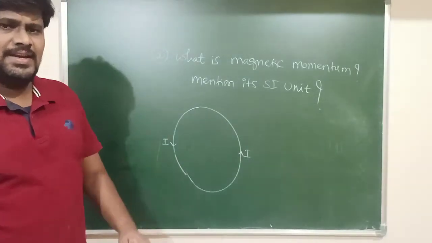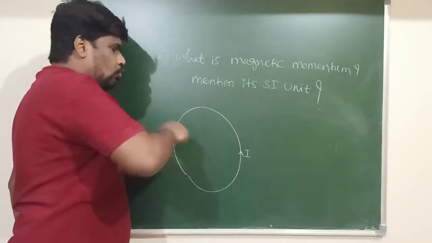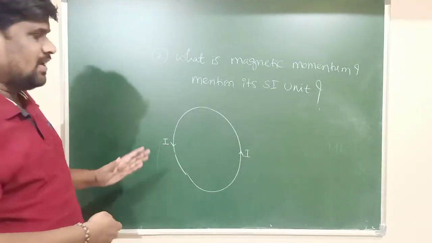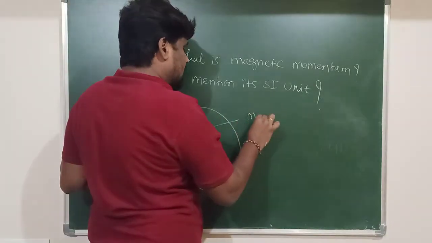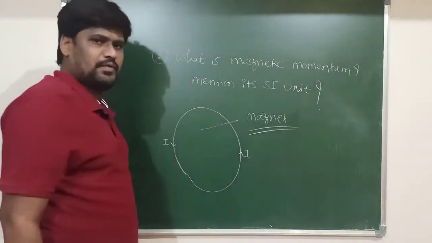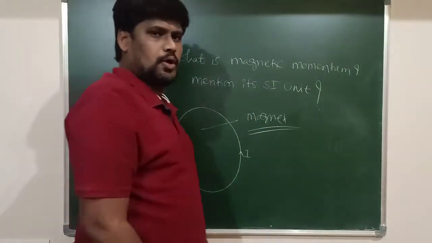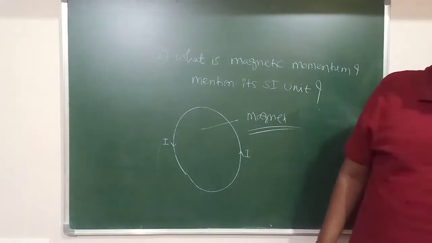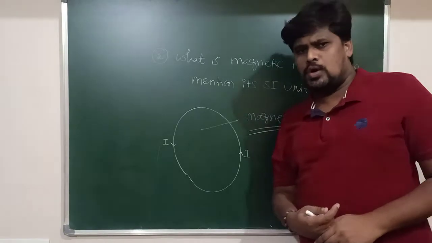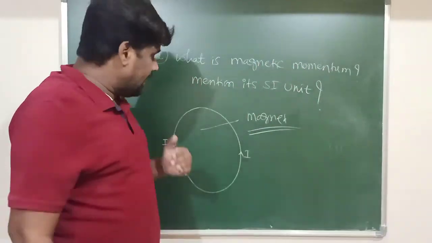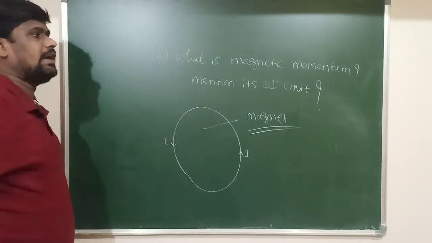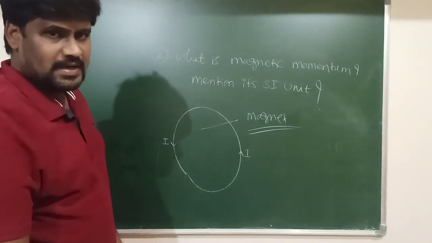In general, any circular loop which carries current is similar to a magnet, and it is going to produce a magnetic field. Any circular loop will definitely behave as a magnet, and definitely it is going to produce a magnetic field. When it behaves as a magnet, definitely it should have the property called magnetic moment. Then what is magnetic moment?